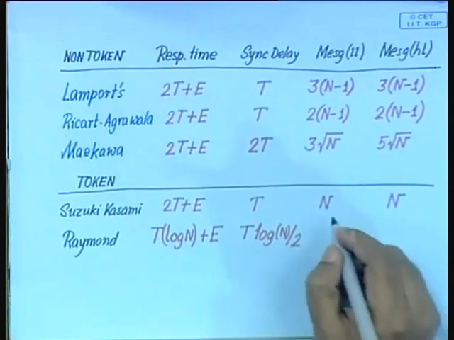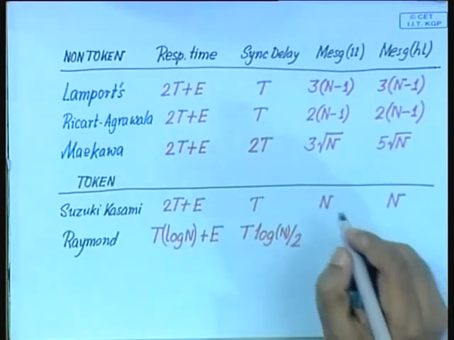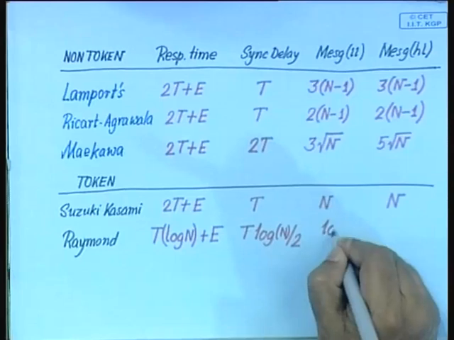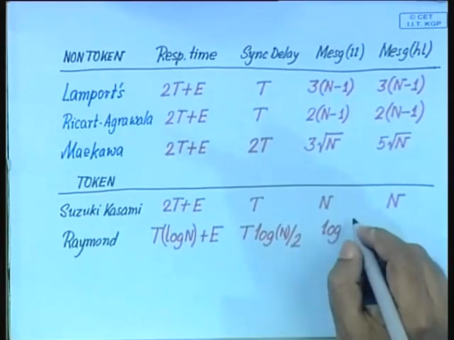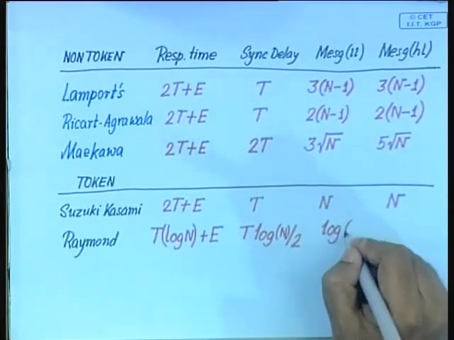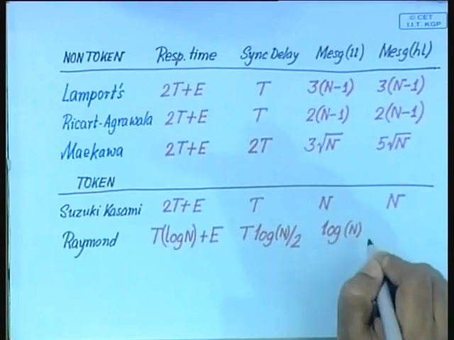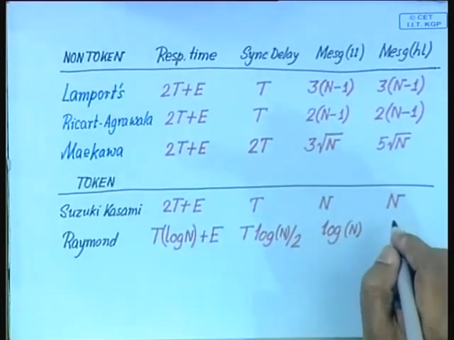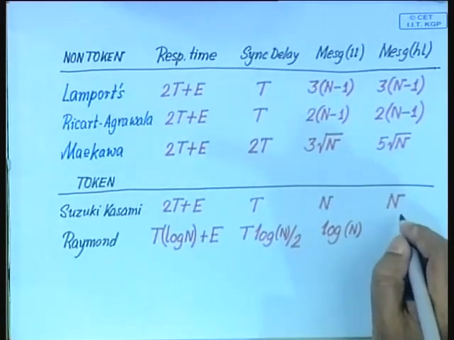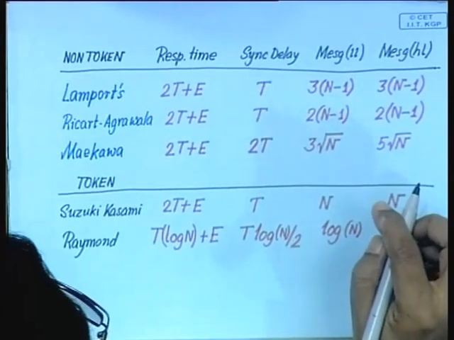Sir, in Suzuki-Kasami, Just 1 minute, let us finish Raymond's. For Raymond's, the message complexity under low load is log n, under high load it is, now, this is very interesting.